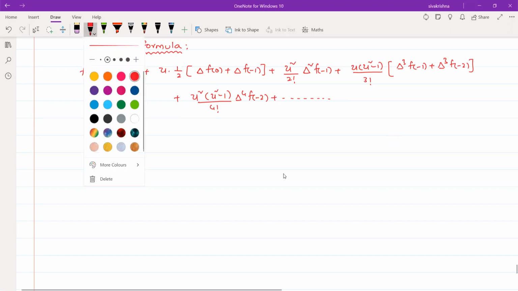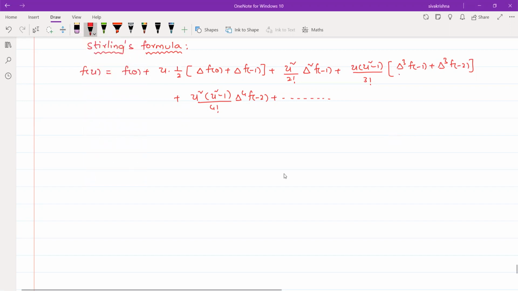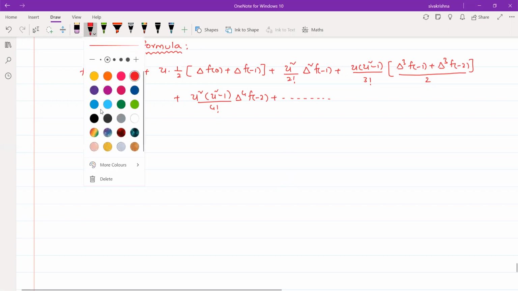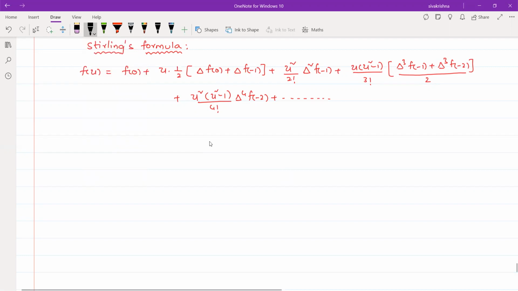Here we are having by 2, by 2. And coming to the last term, that is u square into u square minus 1 by 4 factorial into delta power 4 f of minus 2 plus and so on. So this is Stirling's formula.